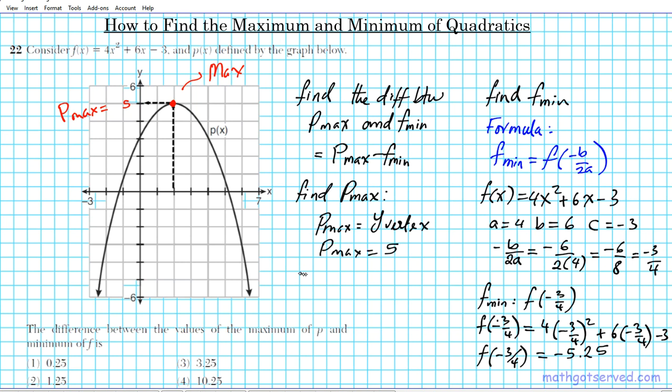So the difference between the maximum of P and the minimum of F is P max minus F min, which is negative 5.25. Signs are the same. You just add. So it's going to become a sum, and your answer will be 10.25. Your answer to question number 22 is option number 4. Okay, so this is how you find the extrema of quadratics graphically or using your calculator.